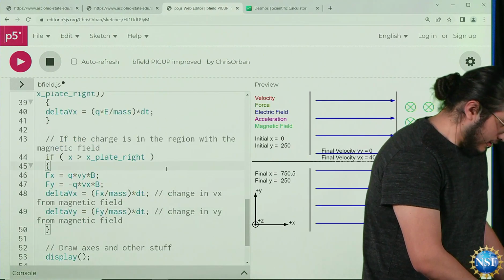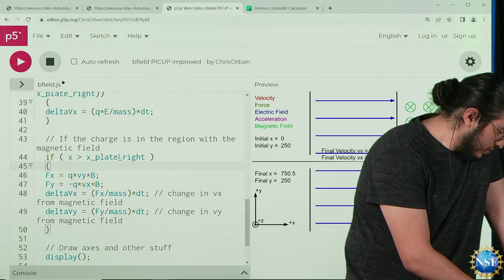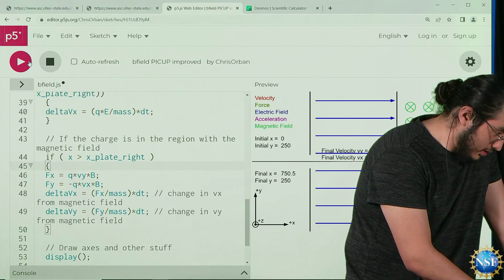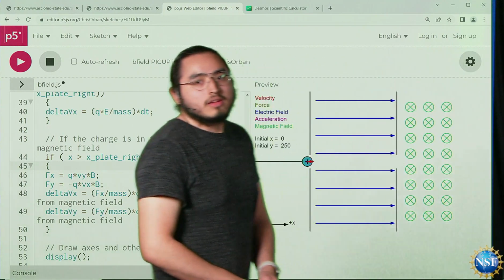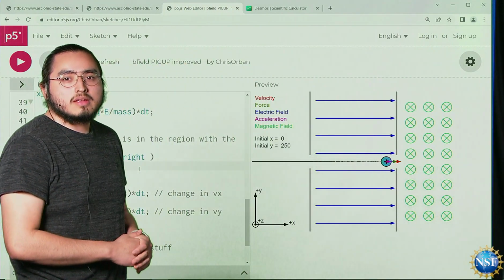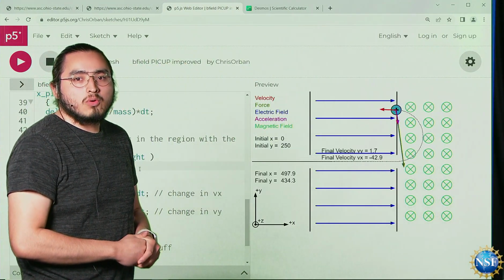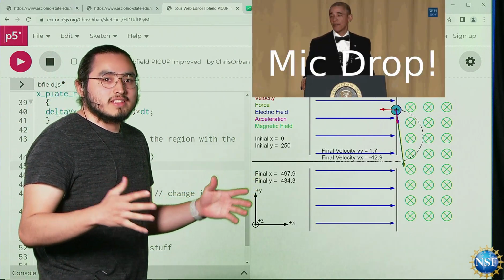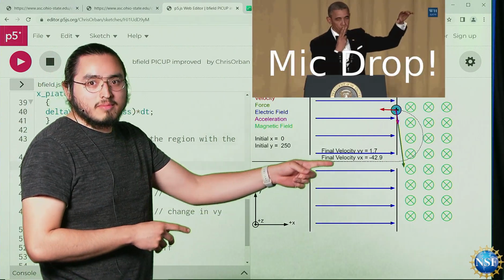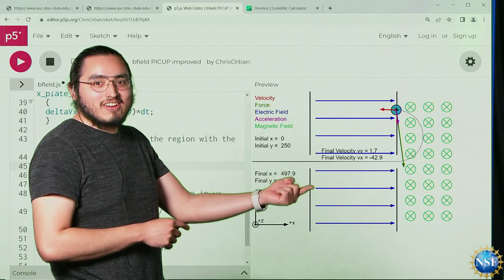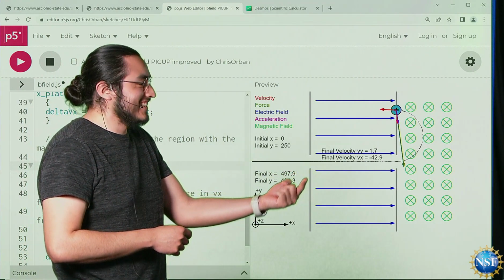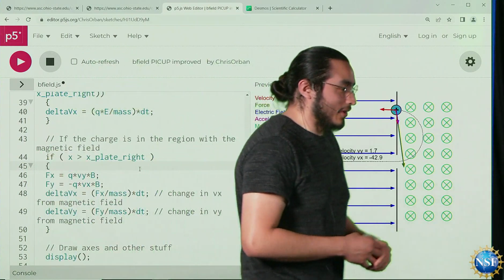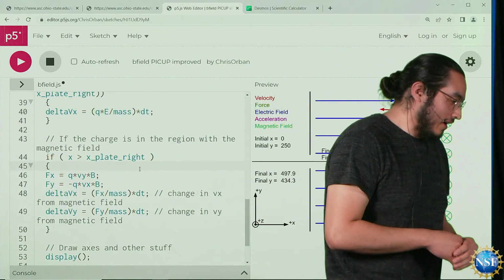Alright, and then if this works correctly, we should be able to run this and something cool should happen. Boom. Physics right there, real time. And we write out what the final velocity in the x and the y direction should be, or what our program calculated.